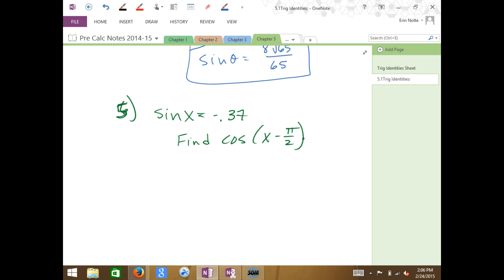Okay, so what we're going to do is manipulate this until it becomes what we want it to be. Okay, so I'm going to start by switching the order of the x and the pi over 2, but I can't change its positivity. So if I change the order, it would be negative pi over 2 plus x.